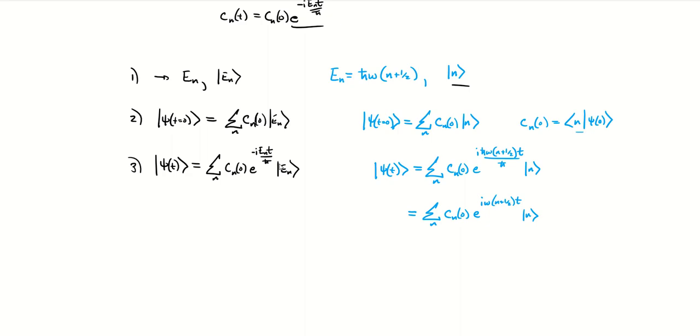If we like, we can factor out, since every term here has an e to the i omega t over 2. So we can factor that out, e to the negative i omega t over 2, times the sum over n of C_n(0) e to the negative i omega n t times |n>, where we have this global phase that we're allowed to drop because, as we know, global phases don't really have any physical meaning. Multiply any state by some global phase factor, you get the exact same physical state.